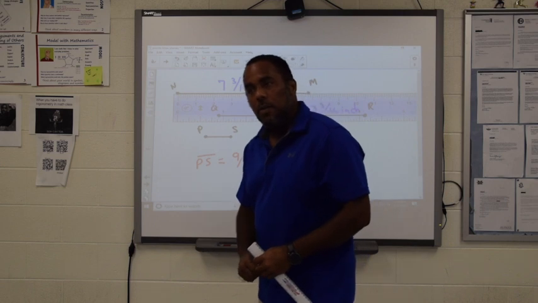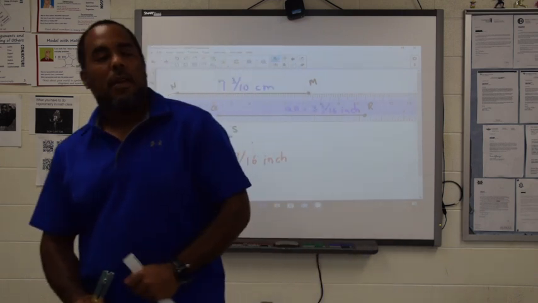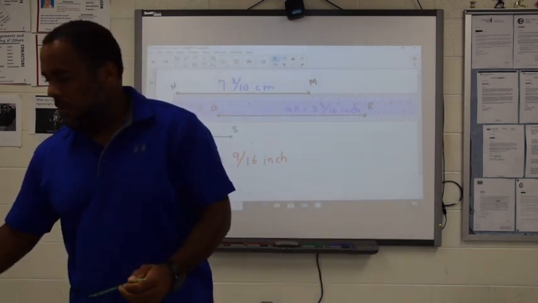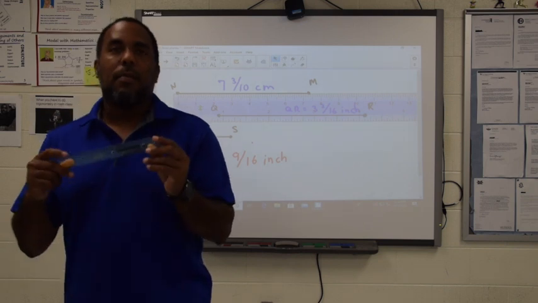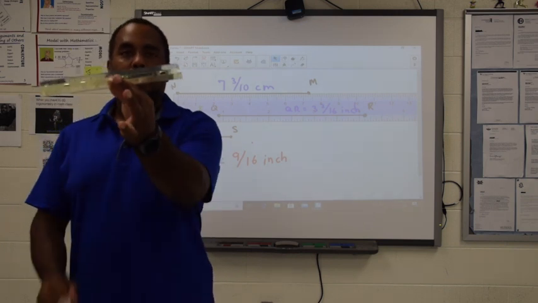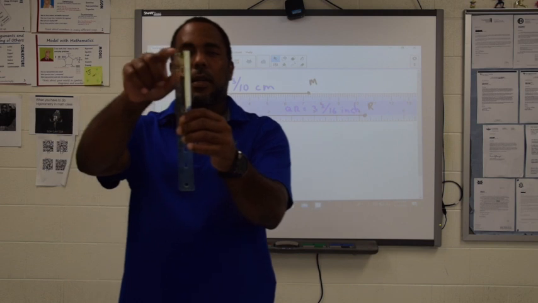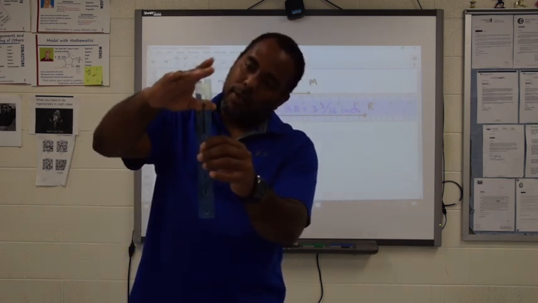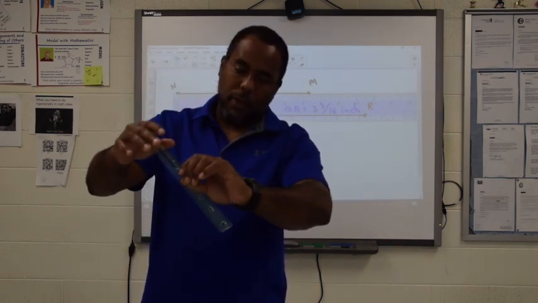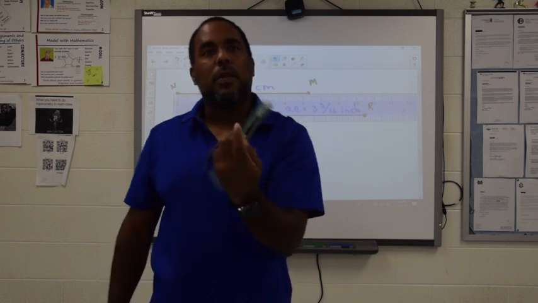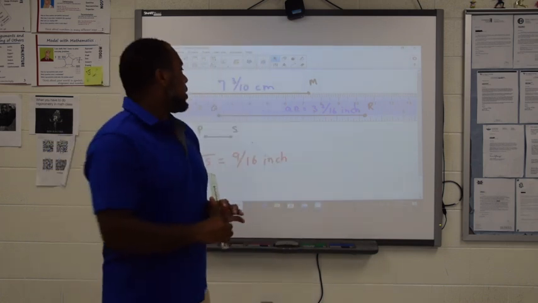I don't know about you. I have an older brother, 2 younger sisters. Sometimes they break my rulers. They look like this. You know, my older brother's, what, 40 something. He's still breaking my rulers. That's all it takes.